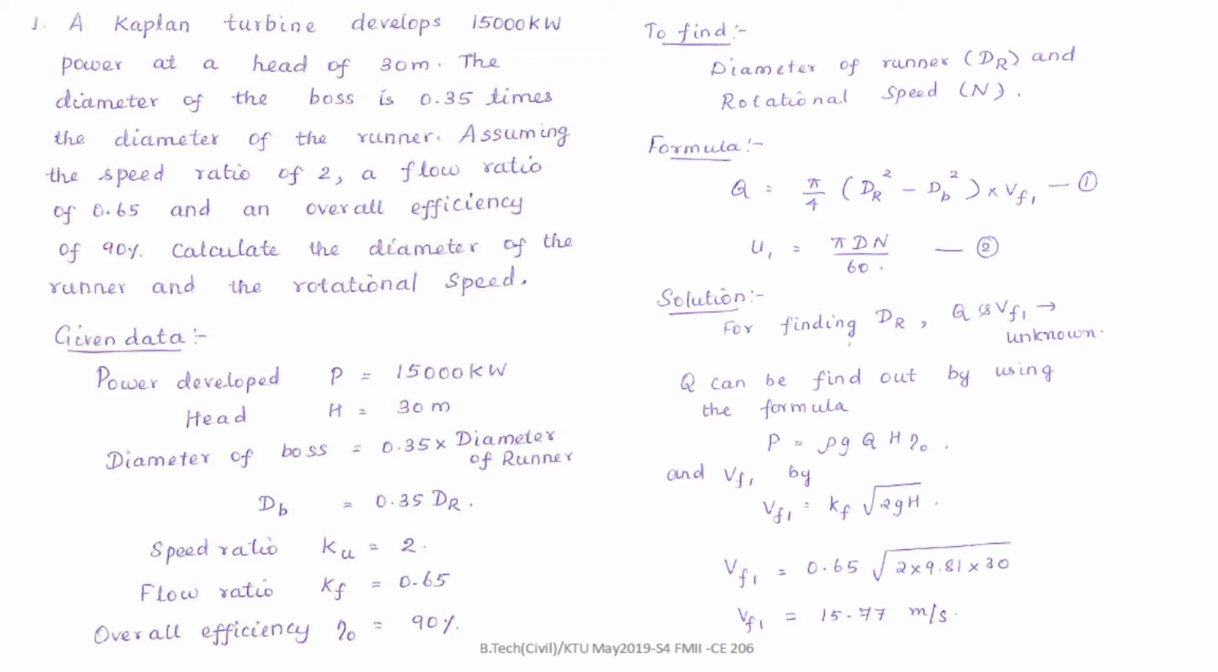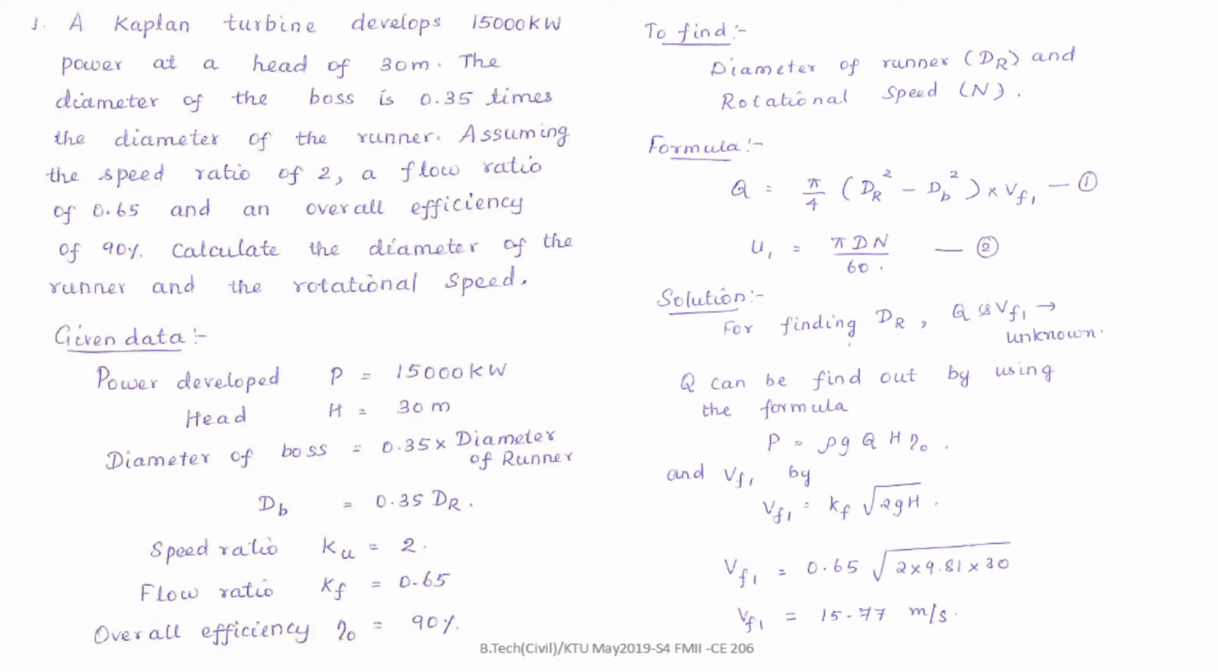So, what we have to do? The first point is write down the given data. What is the given data? Turbine develops 15,000 kilowatt. So that is the output power. That notation is capital P. So P is equal to 15,000 kilowatt. And at the head of 30 meter it is also given. So H is equal to 30 meter.